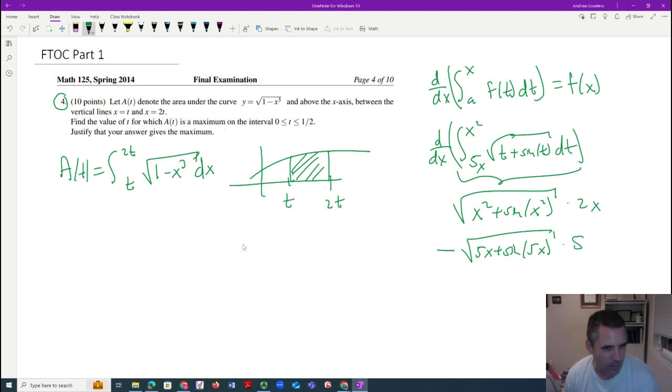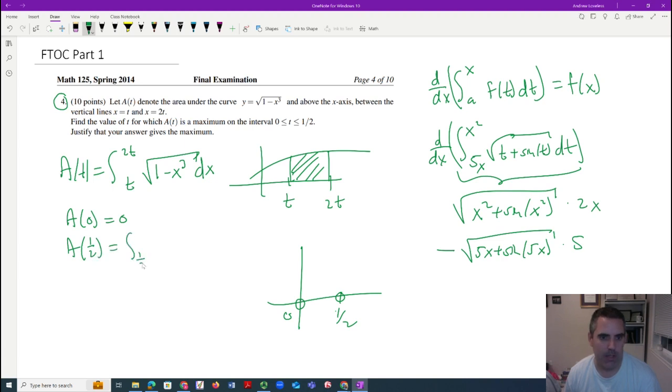Find the value of t at which A of t is maximum. So they're mixing in a little bit of pre-calculus. A of t is a new function. I have no idea what it looks like, but here's 0 and here's a half. You should remember that it doesn't matter what the graph looks like, the maximum is either going to be at 0 or at a half or at a critical point somewhere in the middle. And A of 0 is 0. And A of a half is going to be the integral from a half to 1 of this thing, which I have no idea what that is. Is there a reason we should know what that is? Half to 1. Right now I don't know what the value is there.